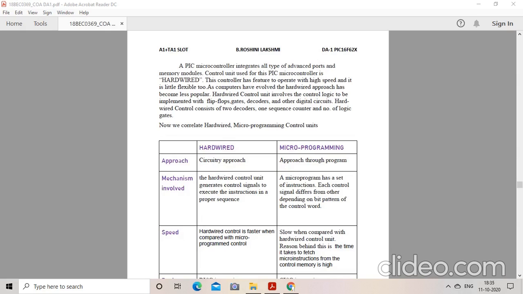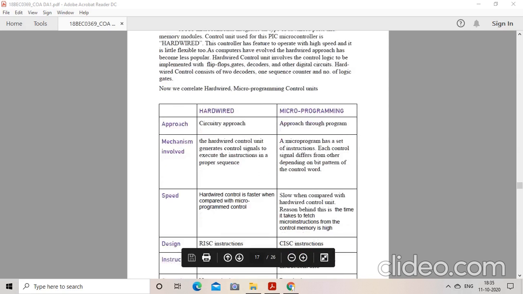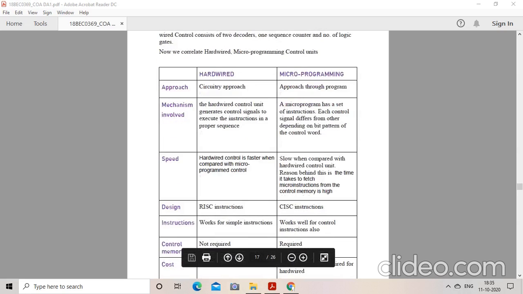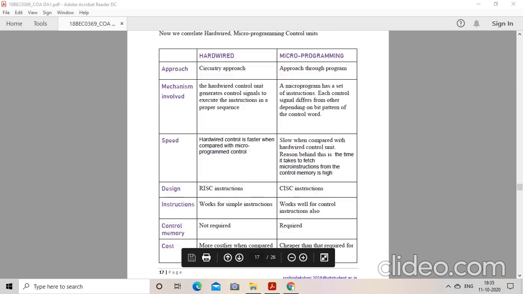The mechanism involved in hardwired is that it generates control signals to execute the instructions in a proper sequence, whereas in microprogramming, each control signal differs from the other depending on a bit pattern. Hardwired control is faster when compared to microprogrammed controller design. In hardwired, RISC instructions are followed, whereas in microprogramming, CISC instructions are followed. Hardwired works only for simple instructions, but microprogramming works well for complex instructions also.